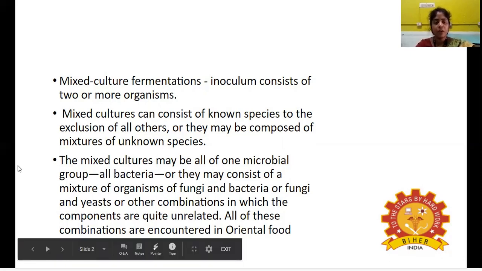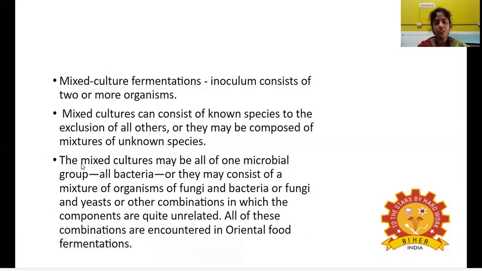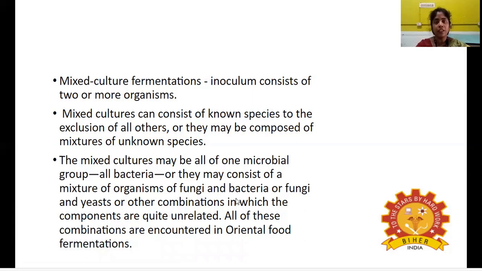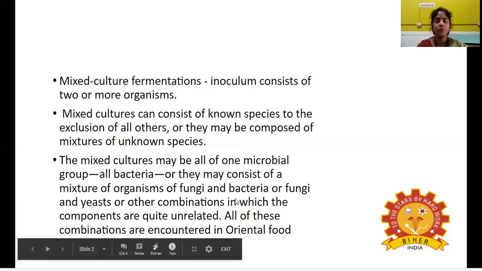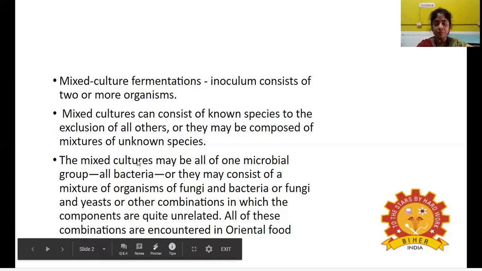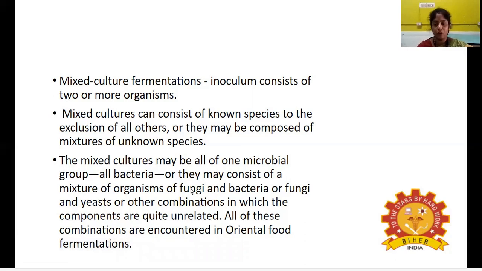A mixed culture might consist of bacteria, or fungi, or fungi and bacteria also. In bacteria, we'll be adding two types of bacteria, or in fungi, two sources of fungi can be added, or a different combination of bacteria and fungi, or fungi and yeast can be added, in which mixed culture fermentation takes place for the product formation.